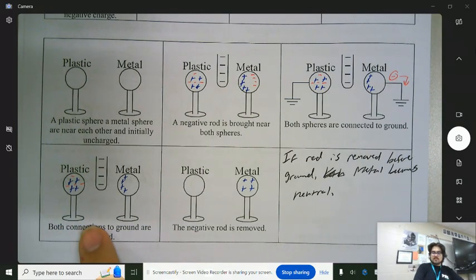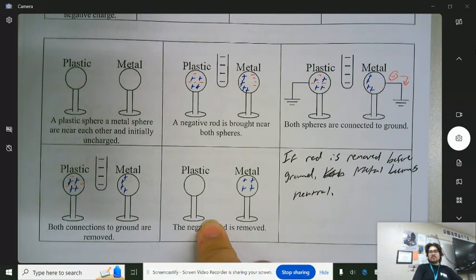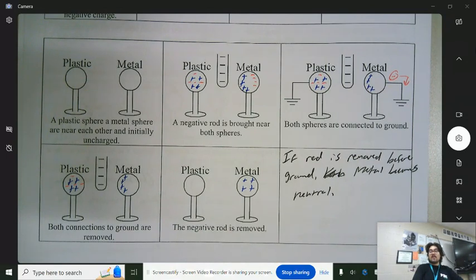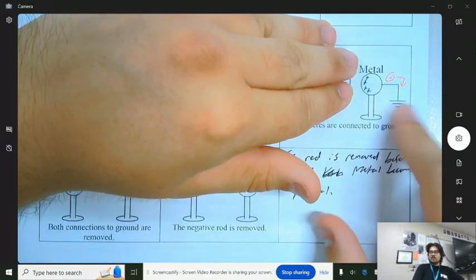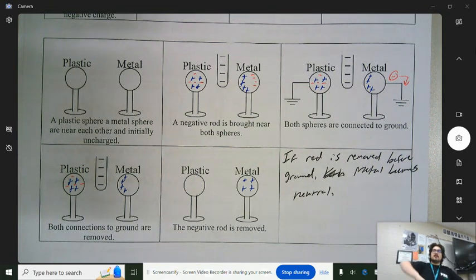If you take away both the connections to the ground, then take away the rod, you're going to be left with a positively charged metal sphere. Now, if you decide to remove the rod before the ground, okay? So right now what we did was we removed the ground before the rod, but if you decide to remove the rod before the ground, okay, what's going to happen is when you take the rod away, the positive charges are then going to go into the ground because the Earth has its own charge, right?